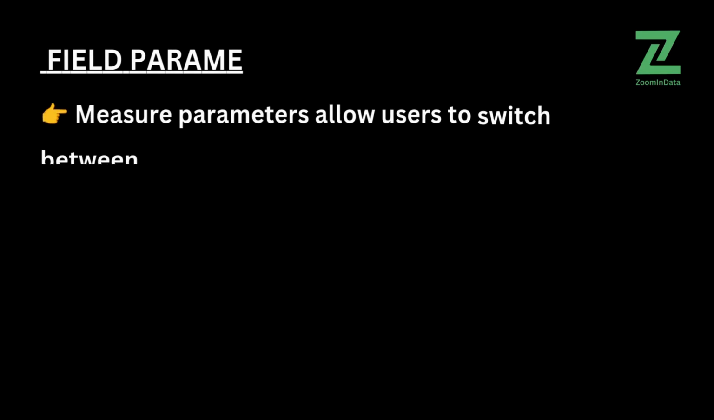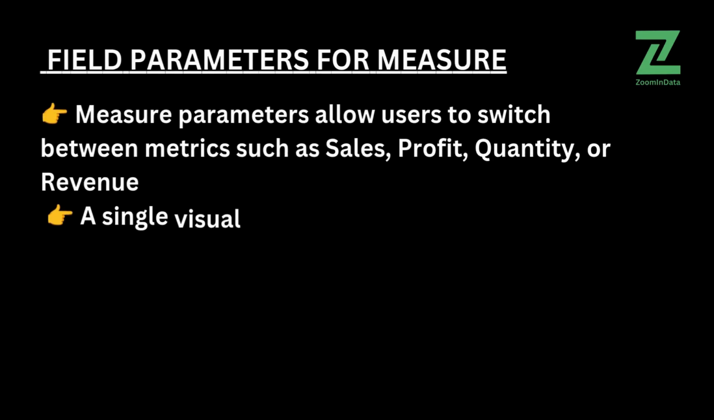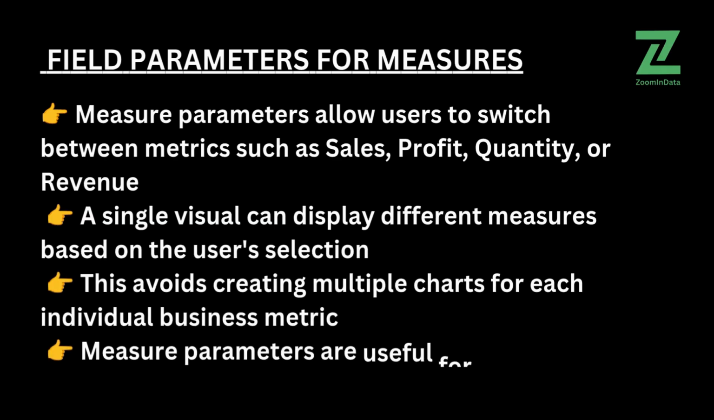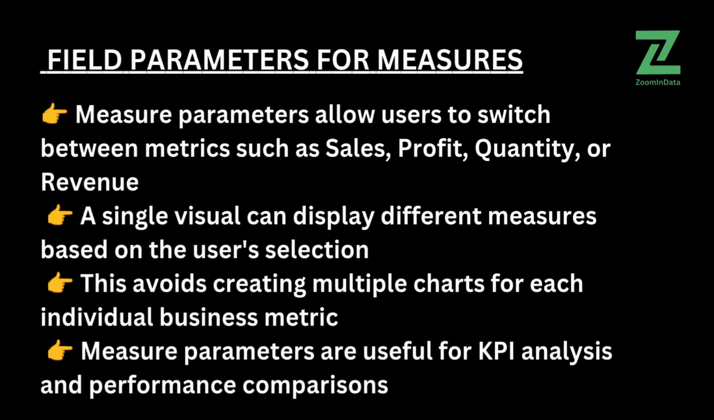Measure parameters allow users to switch between metrics such as sales, profit, quantity, or revenue. A single visual can display different measures based on the user selection. This avoids creating multiple charts for each individual business metric. Measure parameters are useful for KPI analysis and performance comparisons.